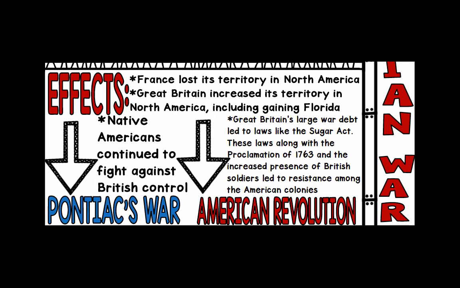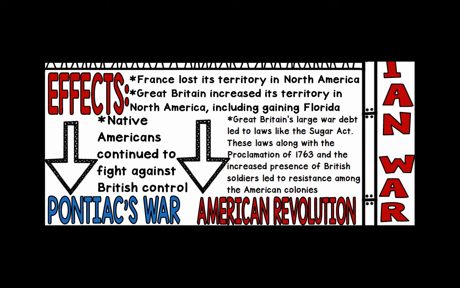Now, there's two major outcomes of the French and Indian War. So on the Native American side, we have Native Americans who fought for the French, and in the station about Native Americans' involvement, you'll understand why they chose which side that they chose, but they continue to fight for what they believe they deserve, and this leads to something called Pontiac's War, which we will talk about.